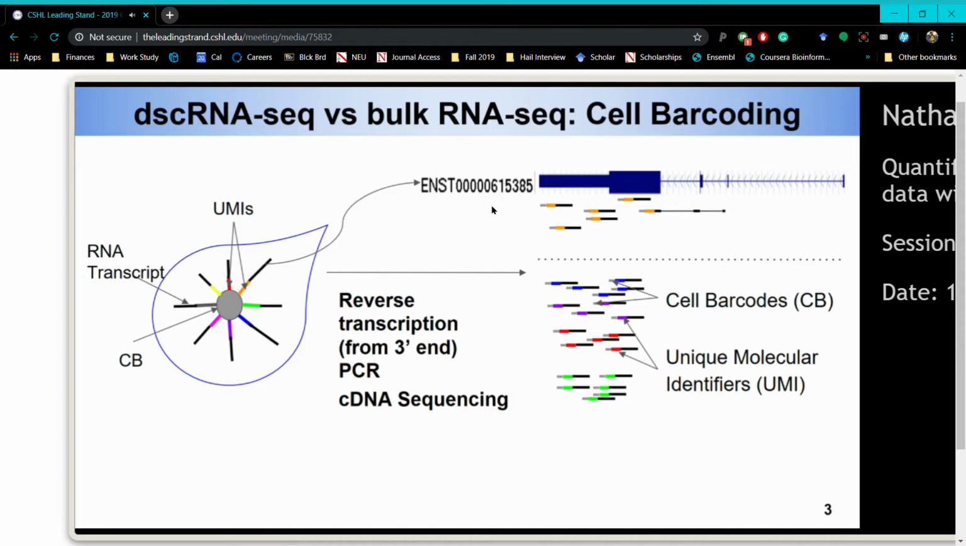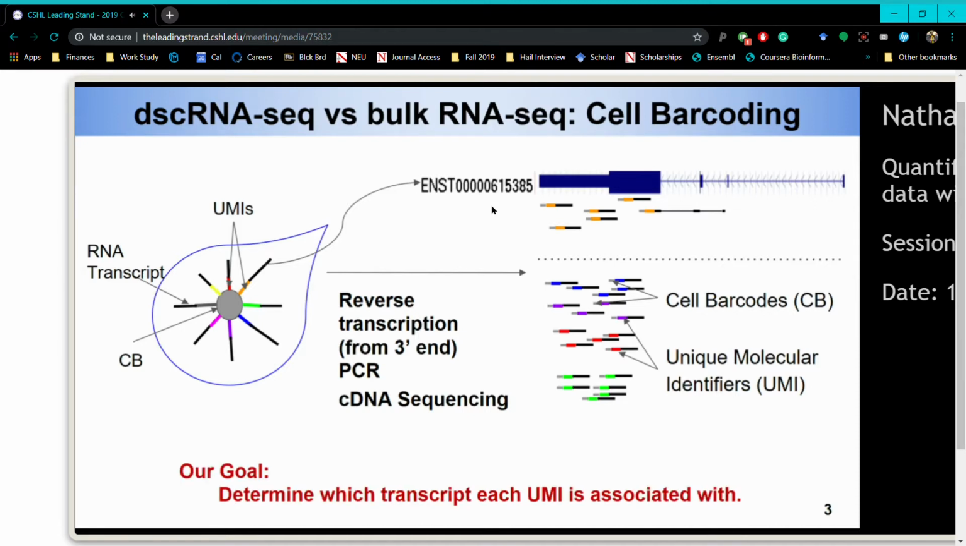In cases where you do have a read that maps uniquely to the unique region of a transcript, that's not a problem, and then you can associate that particular UMI with a given transcript. But you can imagine that's not typically the case. So you can use a key property of single-cell RNA-seq data, or droplet single-cell RNA-seq data, which is the fact that reverse transcription begins from the 3' end.